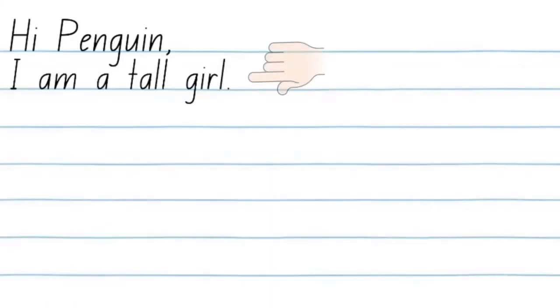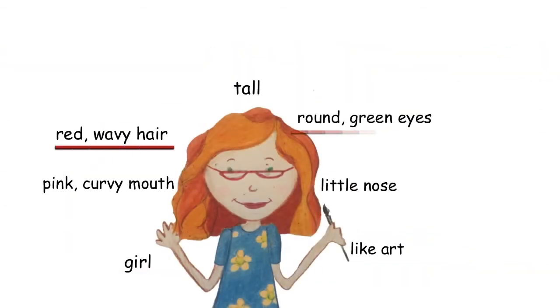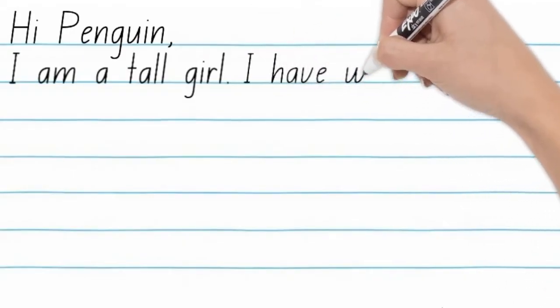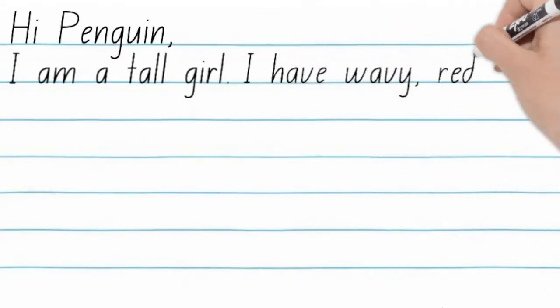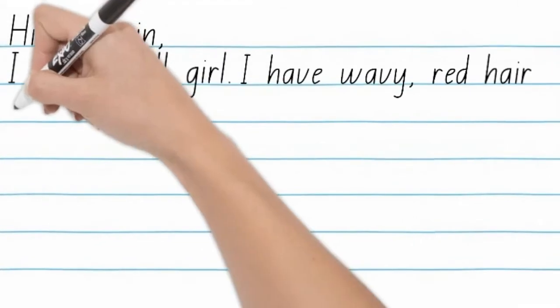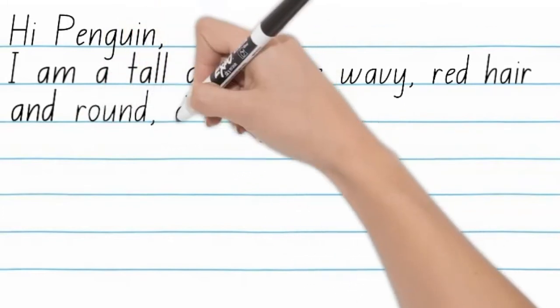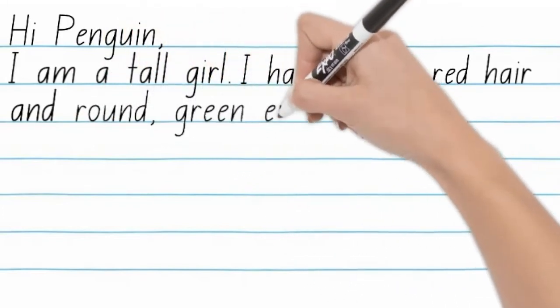Welcome back. Did you remember to start your sentence under the greeting on a new line? For my next sentence, I'm going to write a compound sentence where I take two ideas and join them together with the word and. I say my sentence out loud. I have wavy red hair. But instead of finishing with a full stop, I'm going to join with the word and. I have wavy red hair and round green eyes.